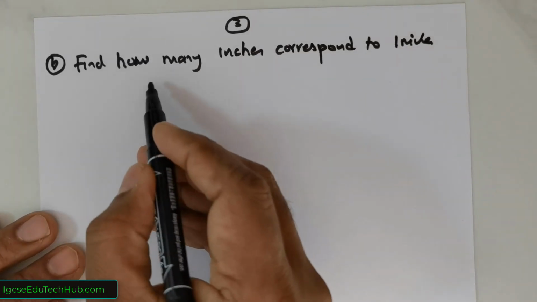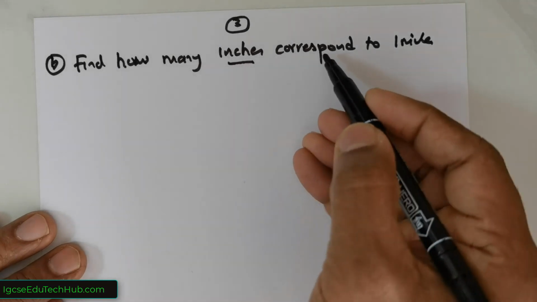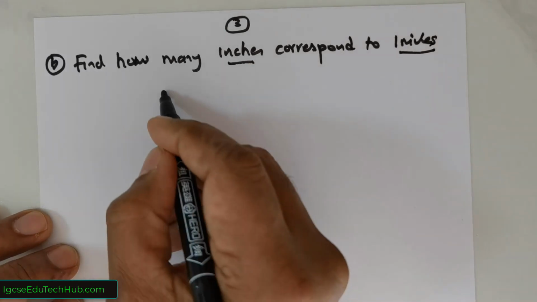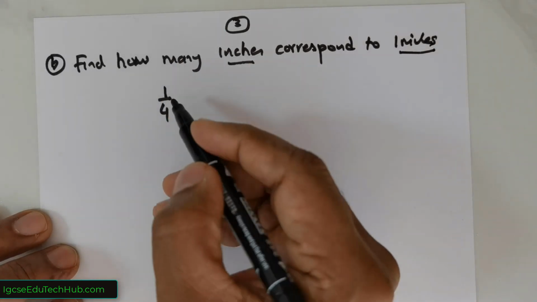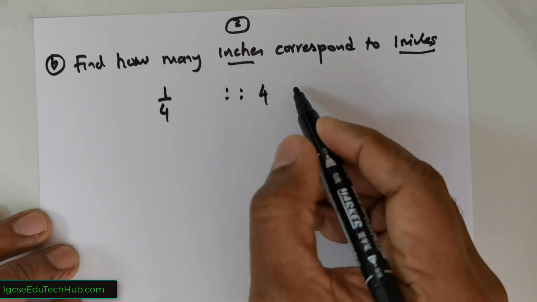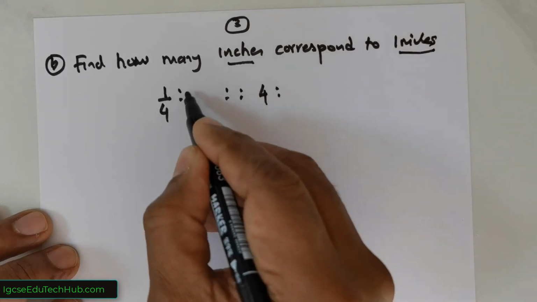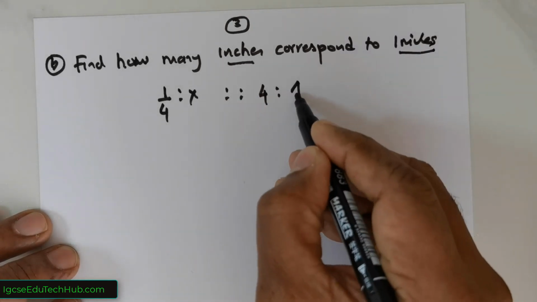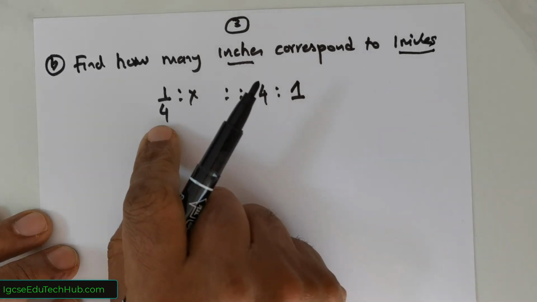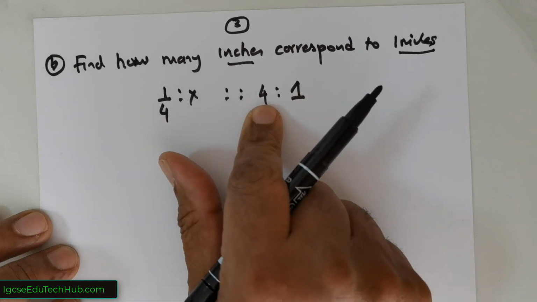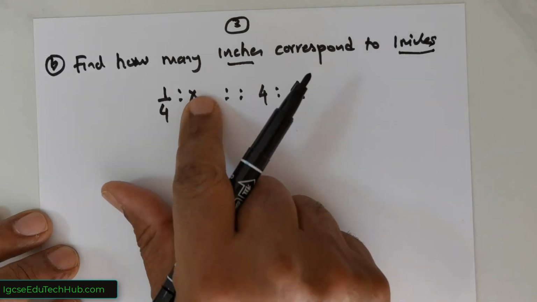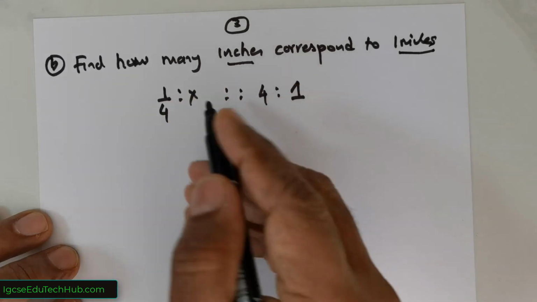Now this is the second part of the question. We are expected to find how many inches correspond to 1 mile. So we already know 1/4 of an inch corresponds to 4 miles. Now we are expected to find how many inches will correspond to 1 mile. Let me reiterate one more time. We know that 1/4 of an inch corresponds to 4 miles. So in other words, 4 miles equal to 1/4 of an inch. We are expected to find how many inches correspond to a mile. So this is the setup.